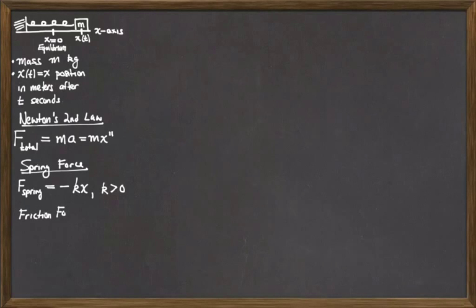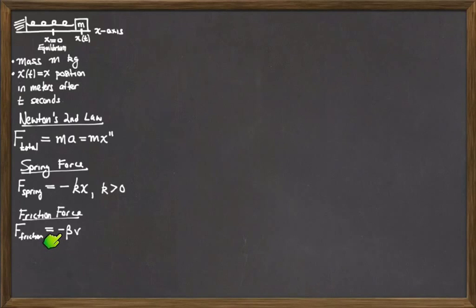Next, we're going to model the force of friction. And a very common assumption in these kinds of situations is to assume that the force of friction is proportional to the velocity of the moving object. In this case, that means there's some constant which I'm calling beta, and we're going to take the velocity of the mass, its rate of change, and say that the force is proportional to it.